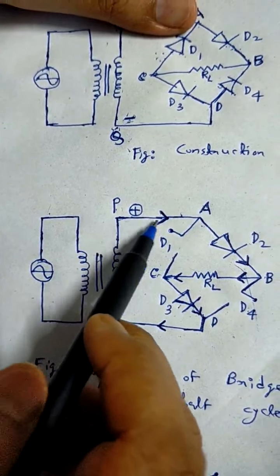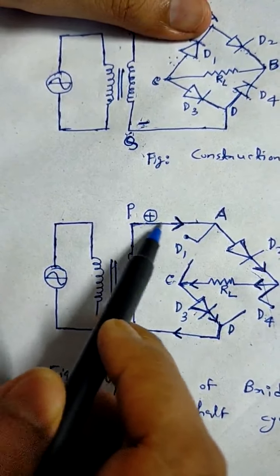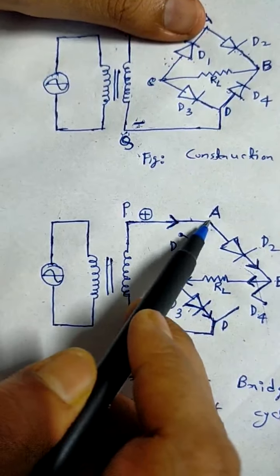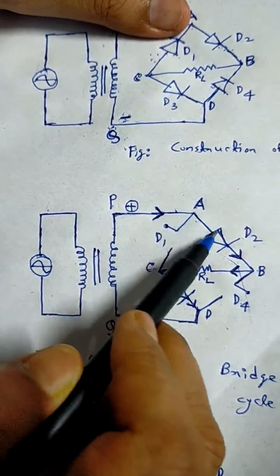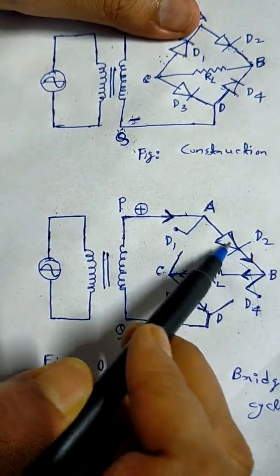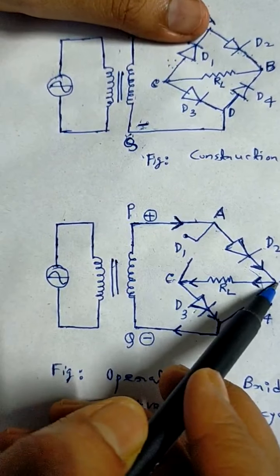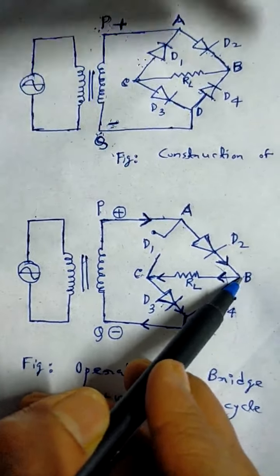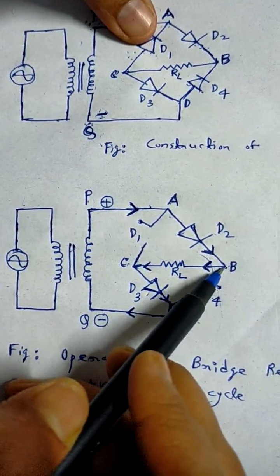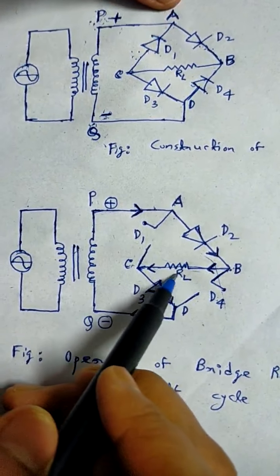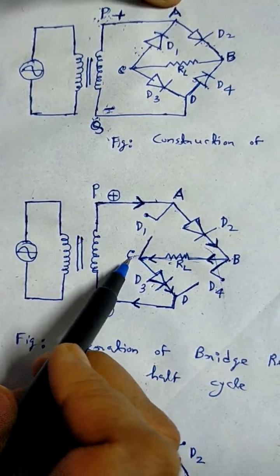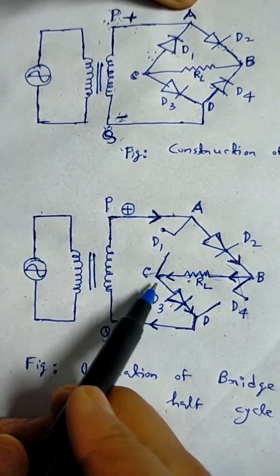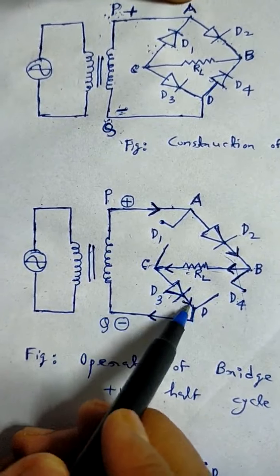So during the positive half cycle, the current conduction starts from P. Thereafter, it will move through this and A. Thereafter, it will move through the diode D2. Thereafter, it will come to the point B. Thereafter, it will move through this load resistor RL. Then it will come to the point C. Thereafter, it will move through diode D3.